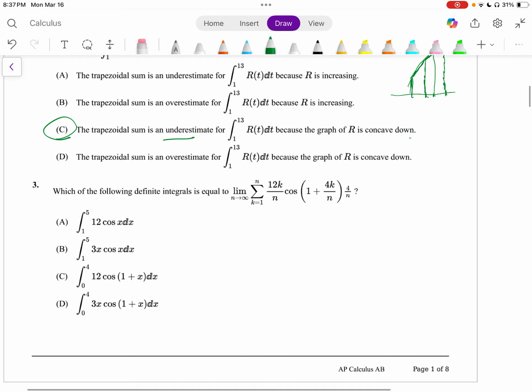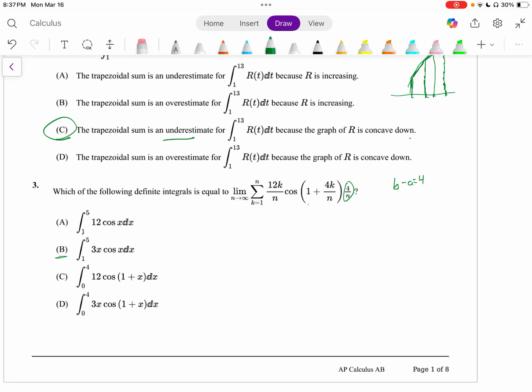All right, which of the following definite integrals is equal to this limit? So this one actually has 2 different parts to it, which can make it confusing. So I'm seeing a 4 over n here, and so that means our b minus a is 4. So we want to go 4 spaces, and all of these, a goes from 1 to 5, b goes from 1 to 5, c goes from 0 to 4, and d goes from 0 to 4.